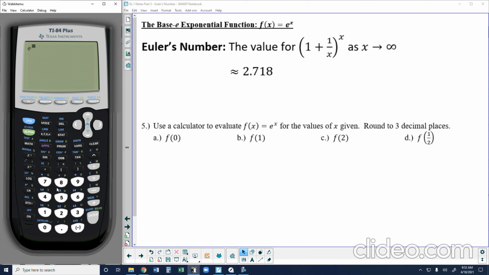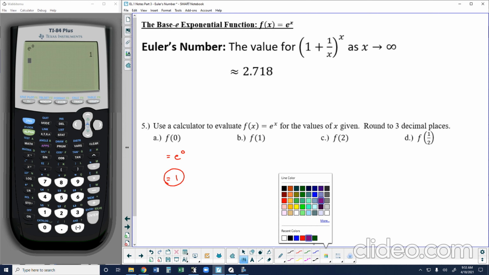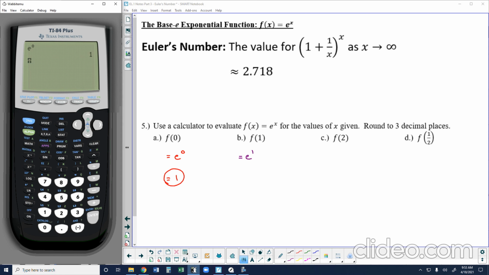If I want to evaluate f of 0, this would be e to the 0 power. Everybody should be able to do this. Any expression to the 0 power is 1. So e to the 0 power is just 1. But then we go a little bit further: e to the first power. We can evaluate that in the calculator, and it's 2.71828 and so on. You can see that decimal goes on and on, so we'll round it to two decimals. This is approximately 2.72.